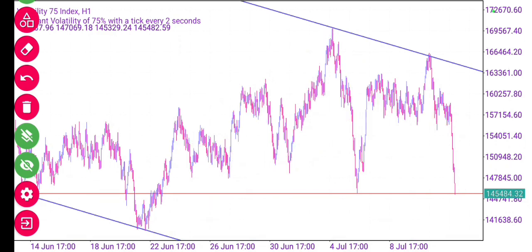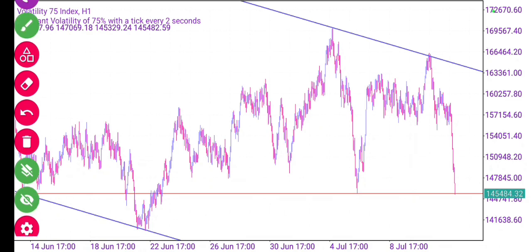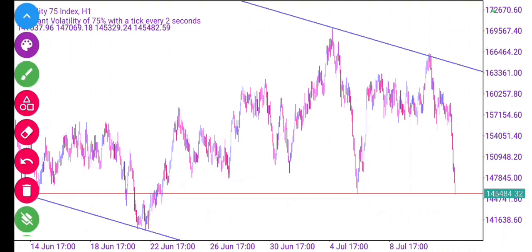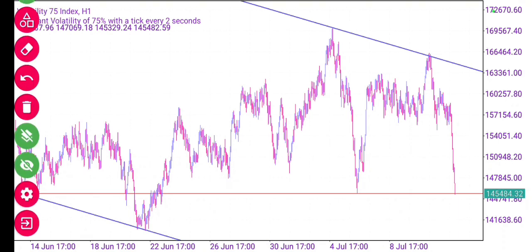So we can get the small trends inside of our overall trend by using H1 direction. We can see at around this place that the H1 was going down. Around this area, the H1 was going down.